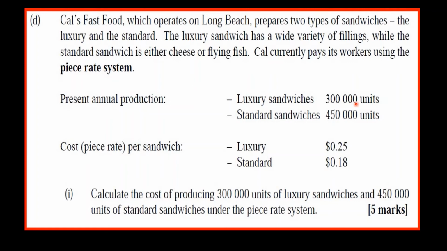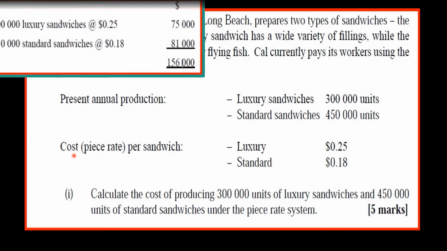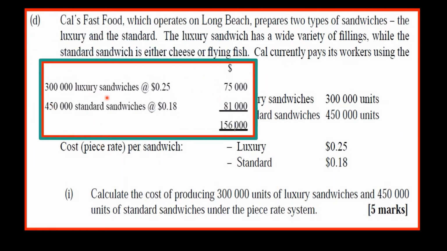And these are the number of sandwiches that you make for the year. So it asks us to calculate the cost of production of 300,000 units of luxury sandwich and 450,000 units of standard sandwiches under the piece rate system. Okay, so that's the present annual production here. Okay, 300,000 luxury sandwiches at 25 cents would be $75,000. 450,000 standard sandwiches at 18 cents would be $81,000, giving a total of $156,000.